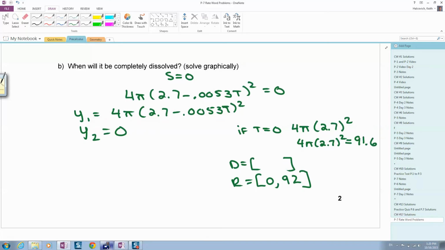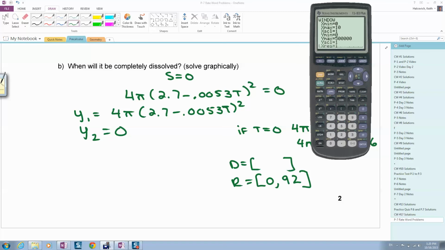So now that we can put that in, change this to 92, and look at the graph. Well, notice we see it there, but it's not crossing the x-axis. So we've got to change our window. We'll try like 500. And notice it's starting to go down there. And notice it does cross the x-axis there.